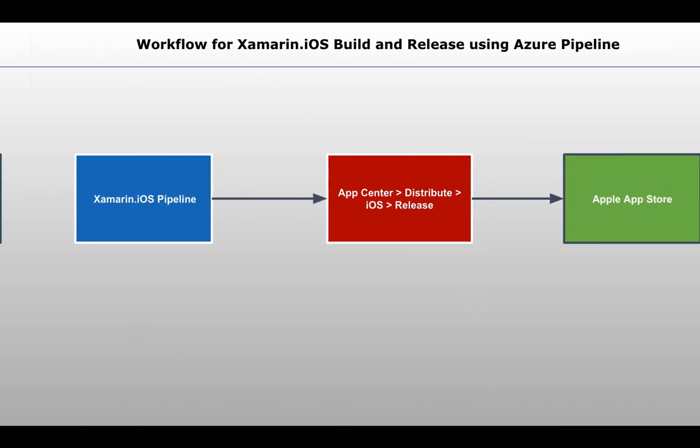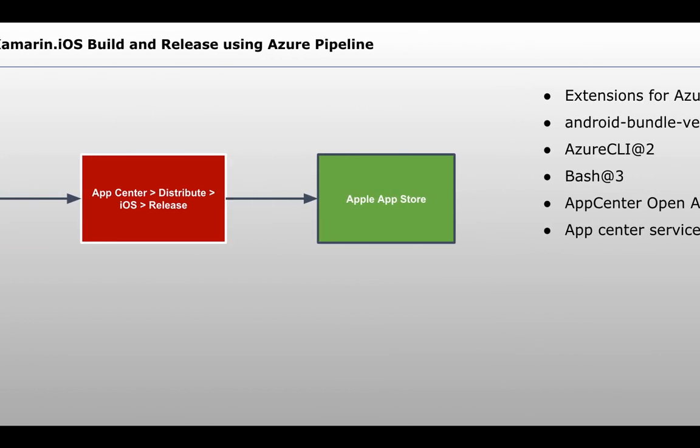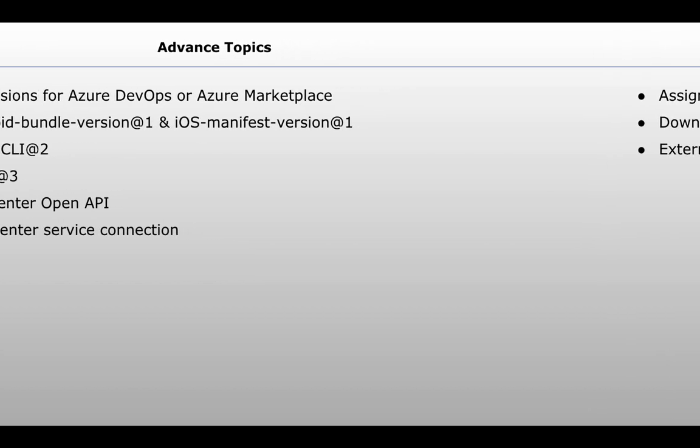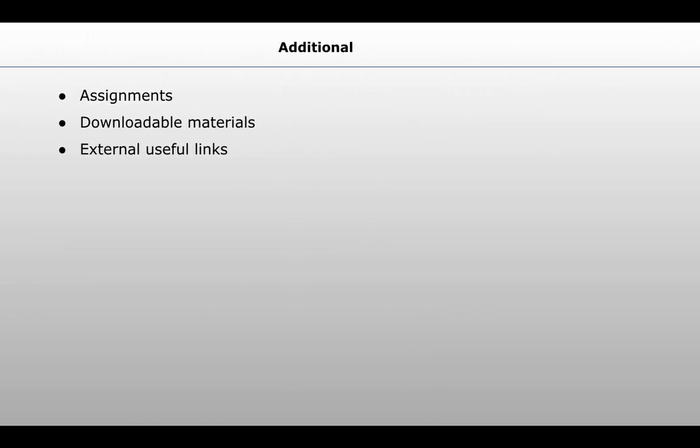We will have workflow processes, then compare them, and last but not least, we will see some advanced topics like extensions and the Azure Marketplace. Then we will see how the versioning task can be automated in the pipeline, Azure CLI, Bash and App Center API, and some others like App Center configuration. So these are all about your course.